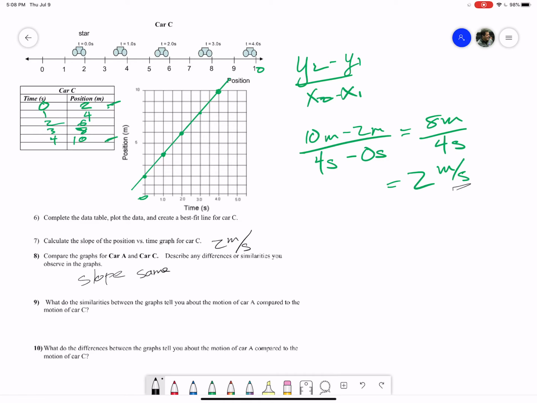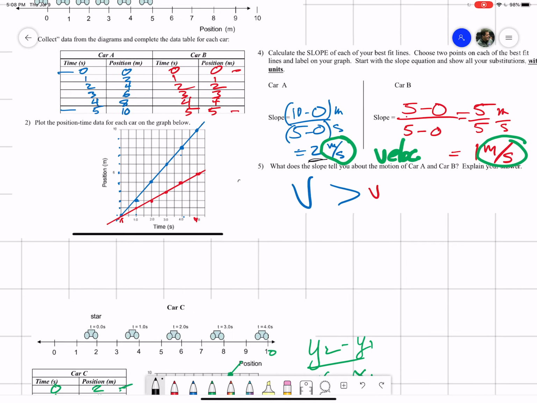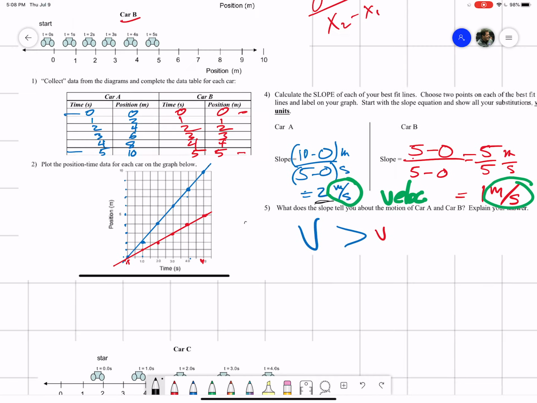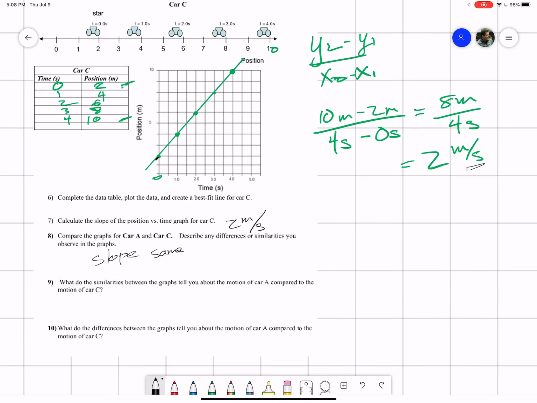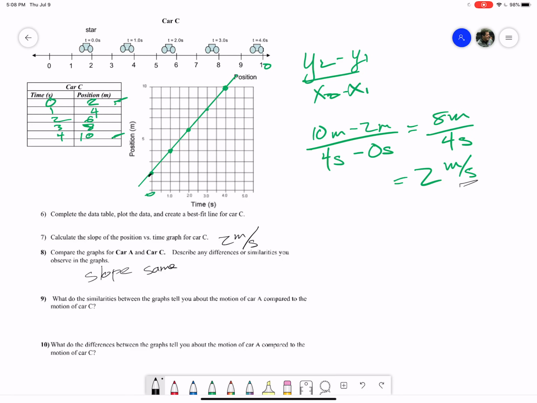All right, so the slope is the same, but what's the difference? Well, with car C, we started at 2 meters. So we had a new starting position, or our initial position is at 2 meters. With car A, our initial position was at 0 meters. So we could say that the starting positions are different, or different initial positions.